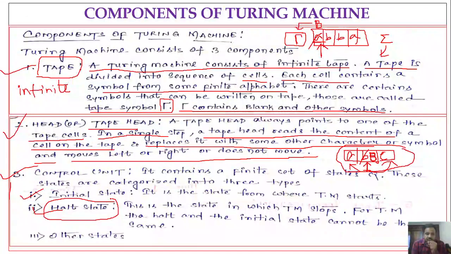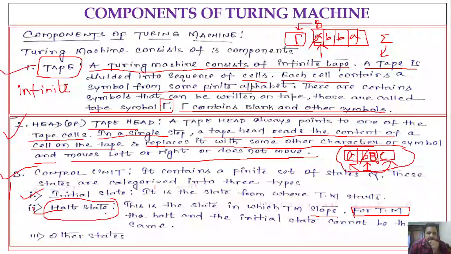The new state here is the halt state. This is the state in which the Turing machine stops. For a Turing machine, the halt state and the initial state cannot be the same. This is one more important point.